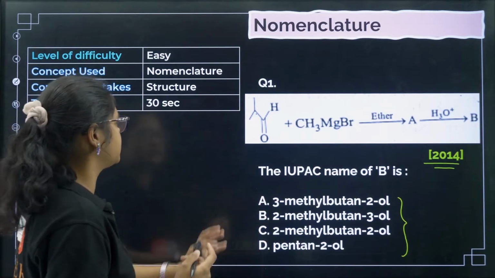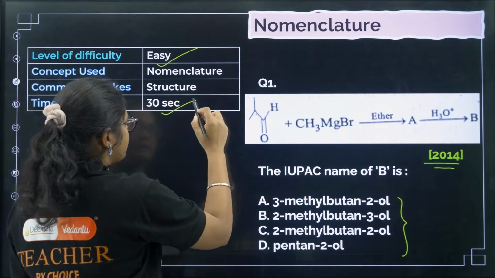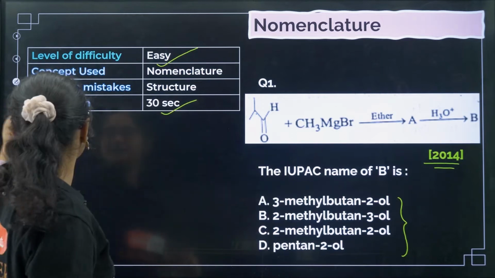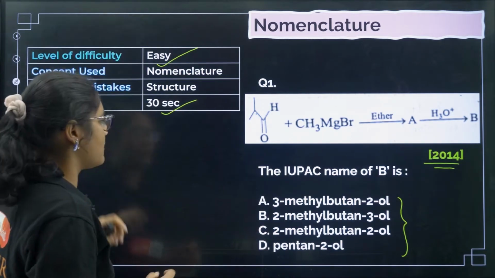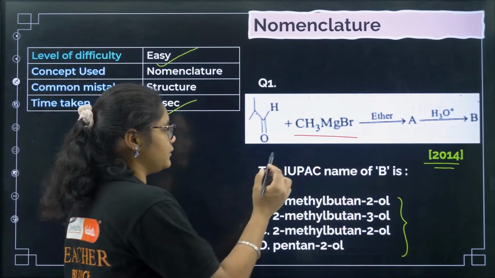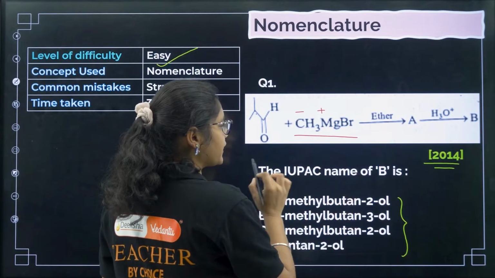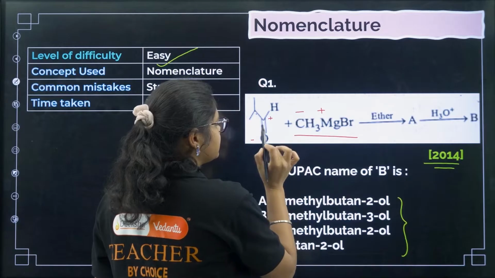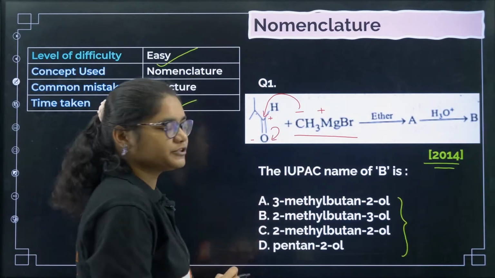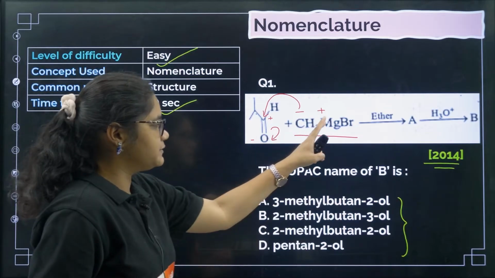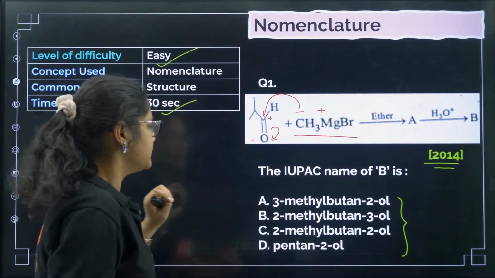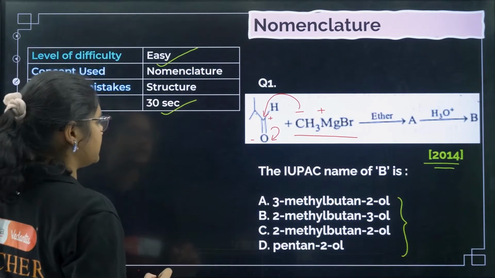You can see this is a very easy question. I'd say 30 seconds is enough because this is a very simple reaction. The reaction is between a carbonyl compound and a Grignard reagent. In the Grignard reagent we know we have plus and minus. Here also we have O minus and carbon is plus, so this one can attack here and this bond will shift here. O minus will take this MgX and this carbon will take this R group.